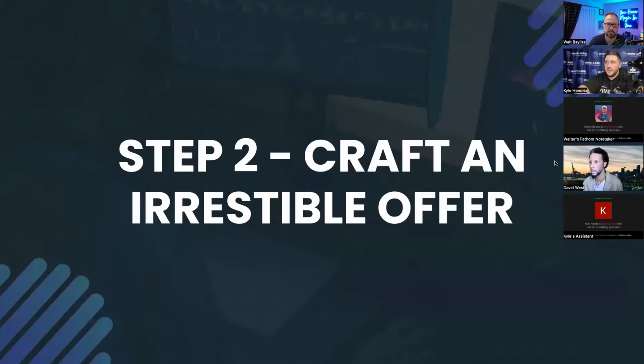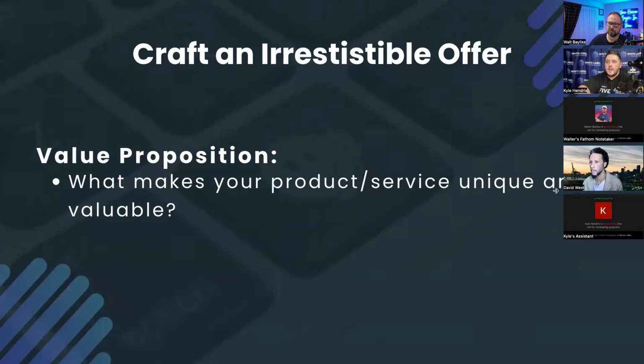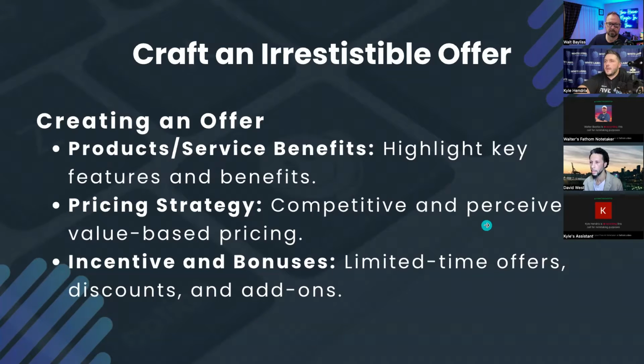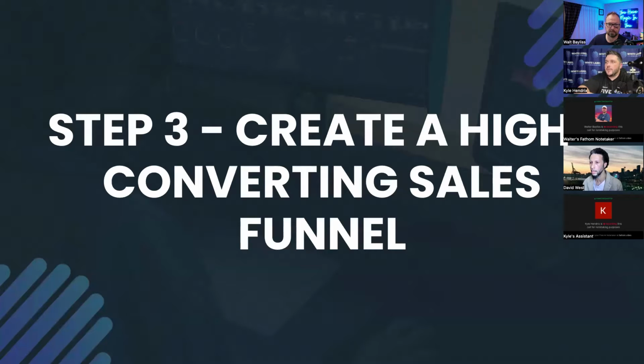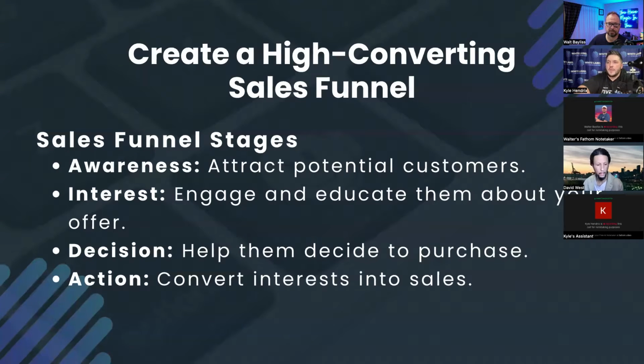Step two is about crafting that irresistible offer, right? So getting down your value proposition. What makes your product or service unique and valuable? What makes somebody want to do business with you because you've grabbed their attention with that unique value prop? Then creating an offer: laying out the benefits, having a pricing strategy, and obviously incentives and bonuses to capture their attention. And then step three is about creating a high converting sales funnel. This is where you're going to dive into the awareness, interest, decision, and action steps.